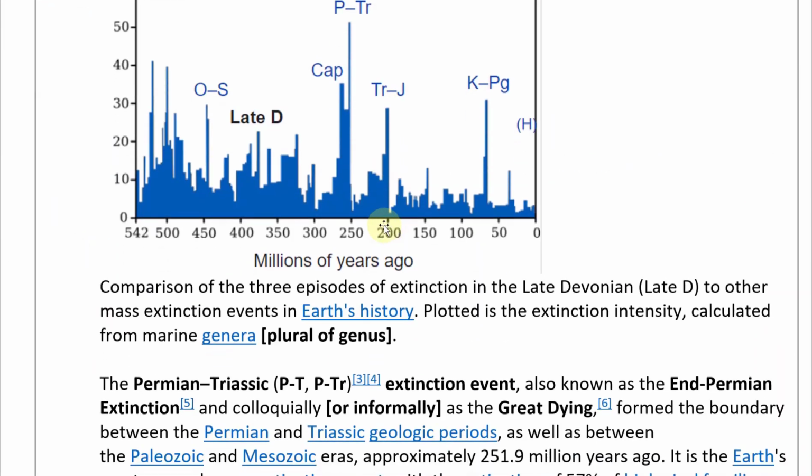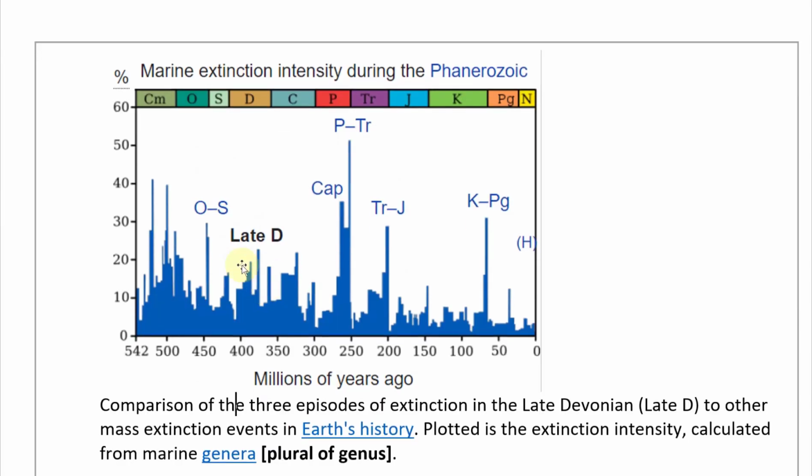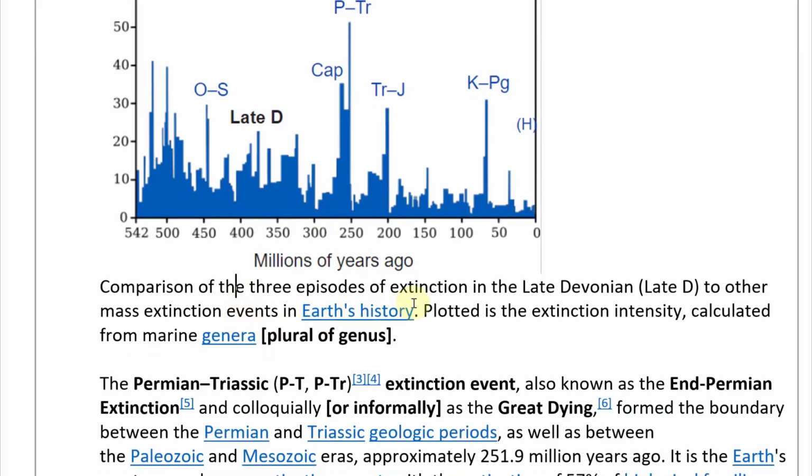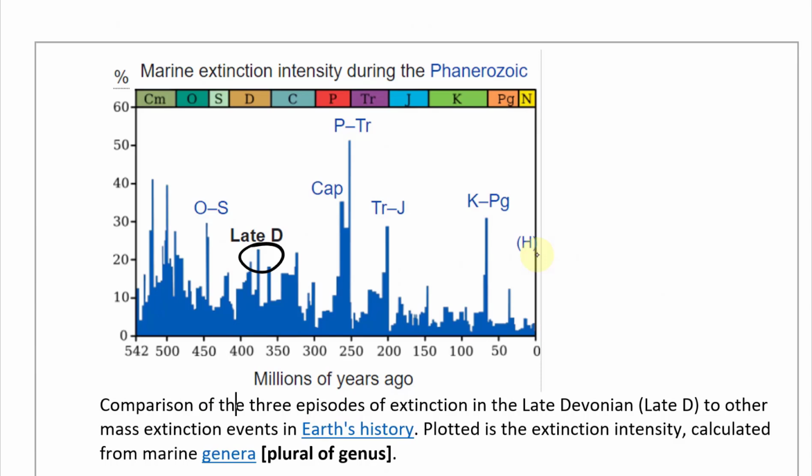Let's just look at the extinction events. There's the late Devonian, so that's late D right there. And there are some other extinction events. Some of them over here are above 50% marine extinction intensity, which is pretty ridiculous. Here it says the 3 episodes of extinction in the late Devonian period. Late D could be these 3 or maybe this one. See those spikes there, and then compare that with this supergiant spike in marine extinction over here.